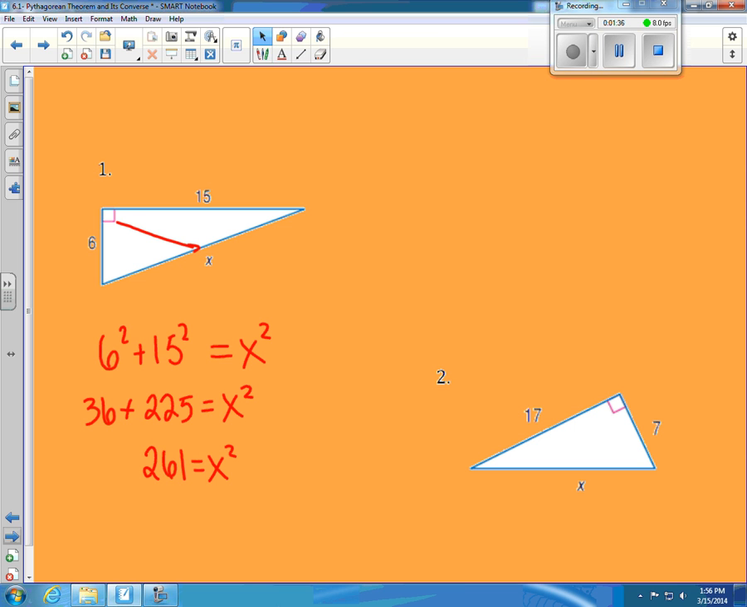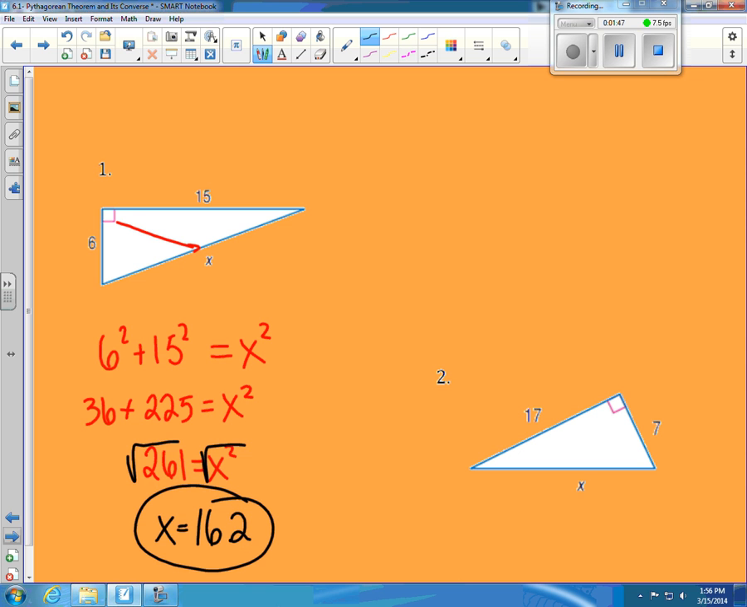And then remember that we take the square root on both sides. And so let's just round these to decimal places. Let's just round it to 1 decimal place. So we get 16.2 for our missing side.